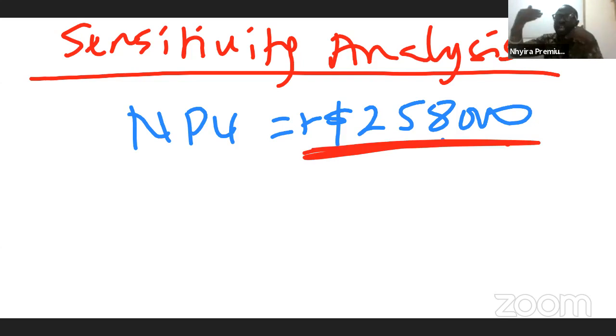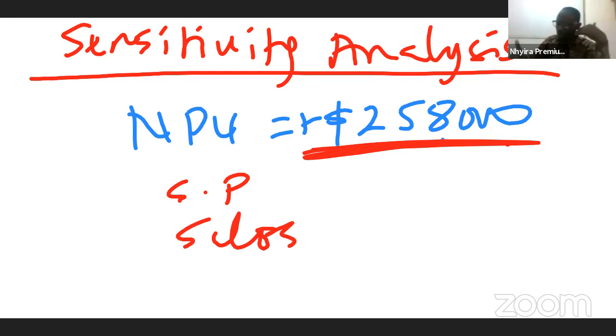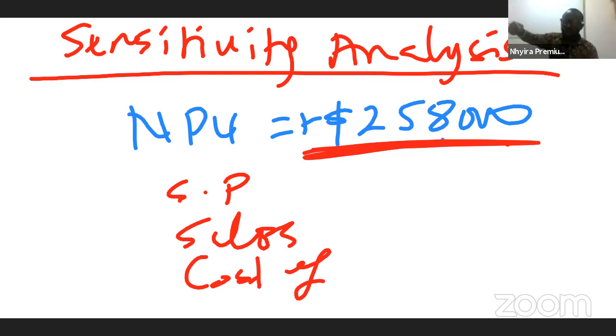But the question is, what will happen to this NPV assuming that when we actually start producing and selling, the selling price changes, the sales volume changes, or when we borrow the money, the cost of capital changes from the one we used to appraise the project? If those things happen, what will be the impact on the NPV of the project? That is what sensitivity analysis is about. So we are analyzing the risk surrounding the project to assess the effect of those risks on the NPV of the project. Does it make sense, Patience?